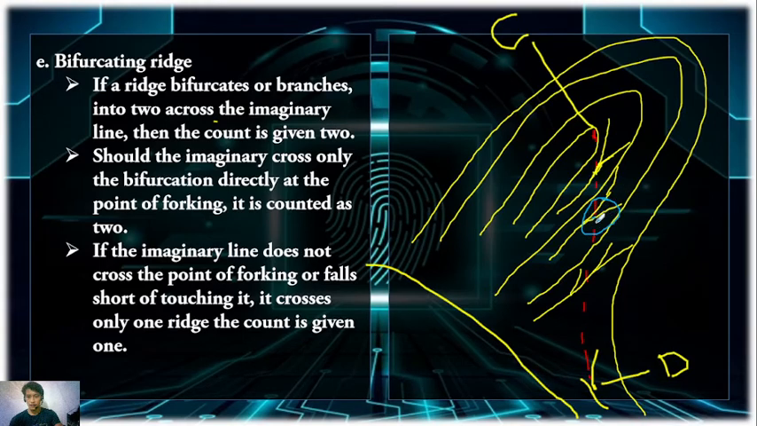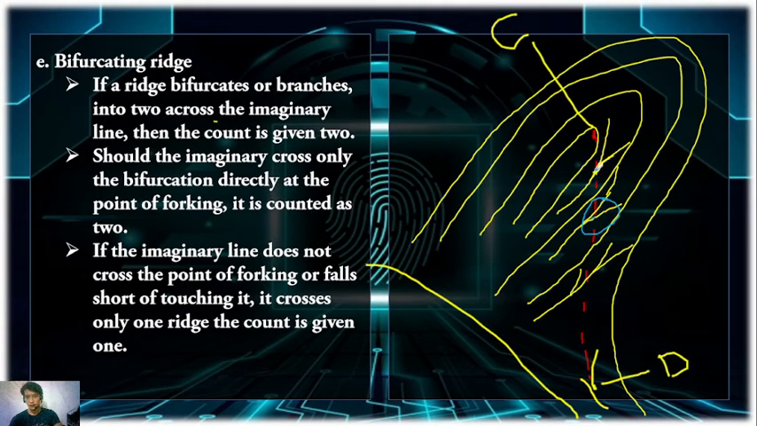So bibilangan natin sila tig-isa. So it has a total of 2 ridge count. Okay? And then paano naman kapag the imaginary line crosses only the bifurcation, directly at the point of forking, it is counted as 2.